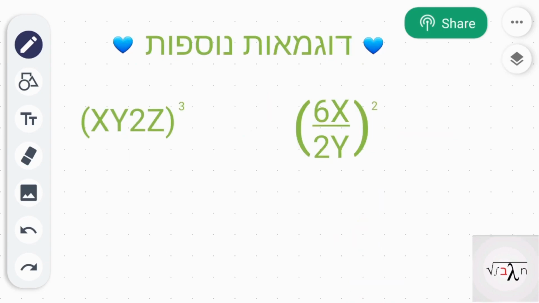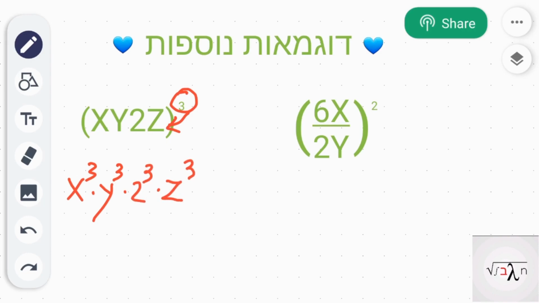Let's have a look at the principle of the exponent in more advanced examples. On the left, xy to z, to the power of 3. What do we do? The same thing as before. The exponent, 3 in this example, loves the closest from the left, which is the parenthesis. That means that all of the inside of the parenthesis will be affected by the exponent of 3. Let's open the parenthesis after the effect of the exponent. X to the power of 3 times y to the power of 3 times 2 to the power of 3 times z to the power of 3. That's the principle of the exponent.